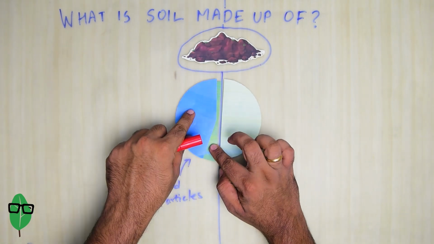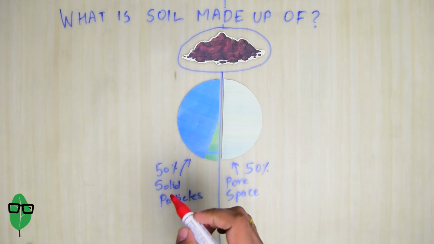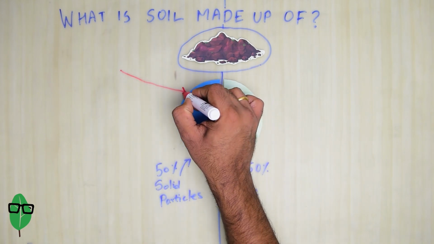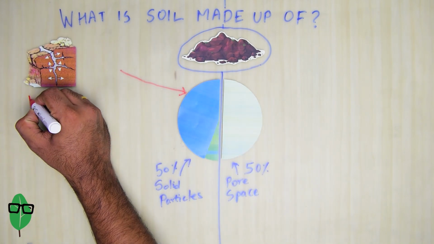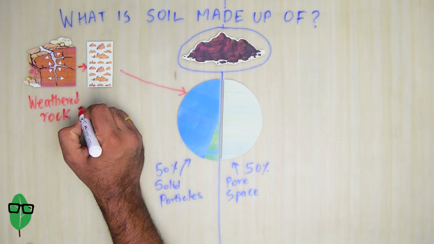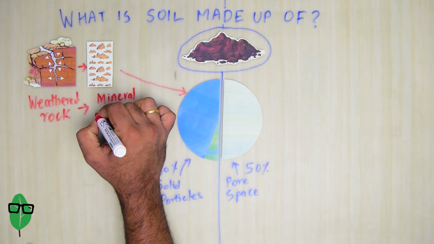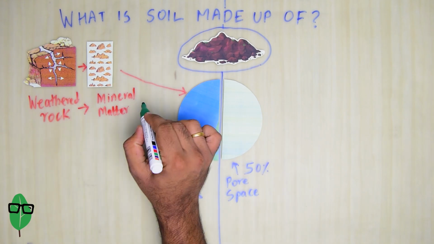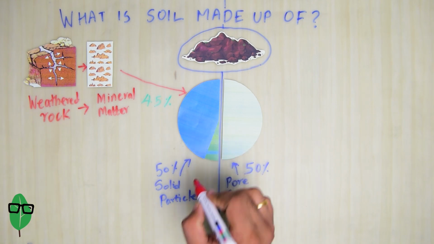The first component that makes up a majority of the solid particles of the soil is the mineral matter of the soil. Now this mineral matter comes from weathered rock, which gets broken down because of chemical processes and nature and ends up as smaller particles, and makes up the majority of the soil. It makes up 45% of the soil volume.